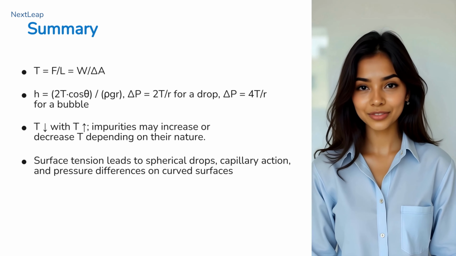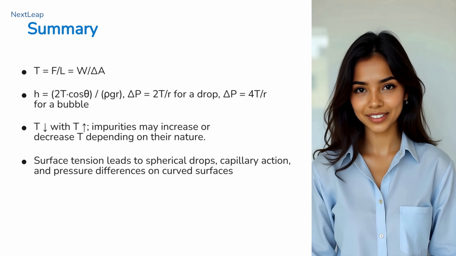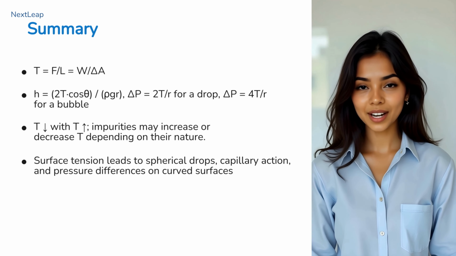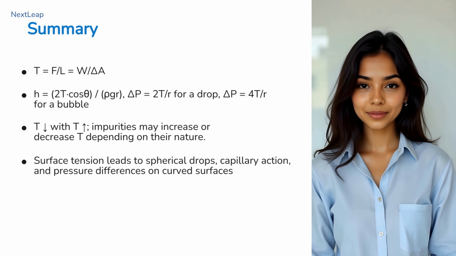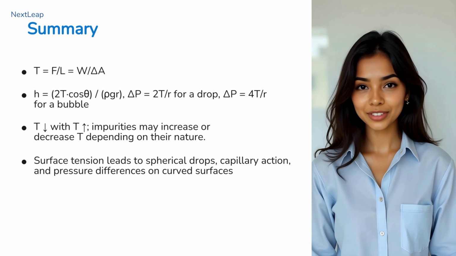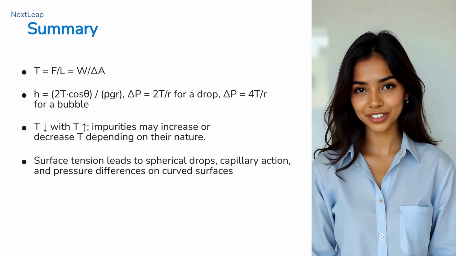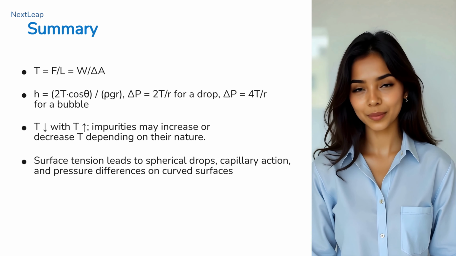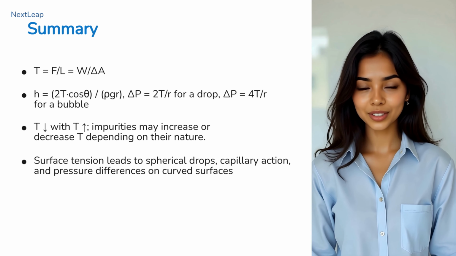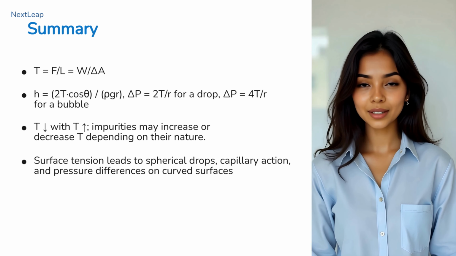To wrap up, surface tension is a fascinating property where the force per unit length on a liquid surface, T, equals force F divided by length L and also equals work done divided by change in surface area. We saw how capillary rise height h depends on 2 times surface tension times cosine theta over density times gravity times radius, and how pressure difference delta P equals 2T over R for droplets and 4T over R for bubbles. Temperature increase generally lowers surface tension, while impurities can either lower or raise it depending on their nature.